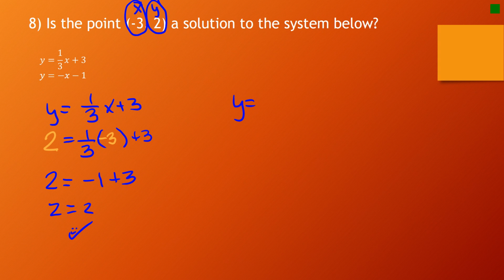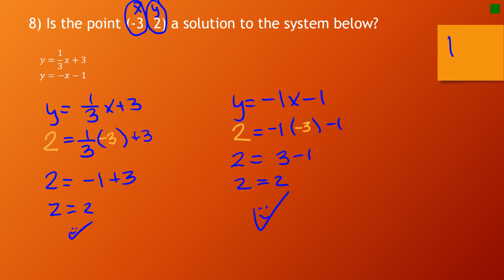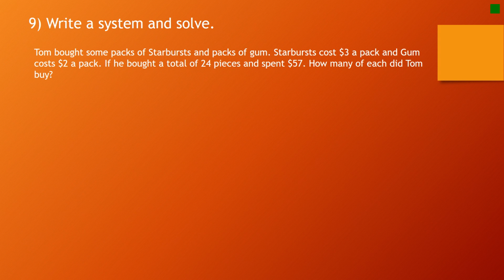Then I'm going to write y equals negative, remember that's -1x minus 1. So for y, I'm going to put 2. I'm going to leave the -1. I'm going to substitute in x, which is -3. So this side is 2. -3 times -1 is 3. Is 3 minus 1 2? Yes. So is this a solution? Yuppers, it is a solution. That's how you check to see if your solution is right.